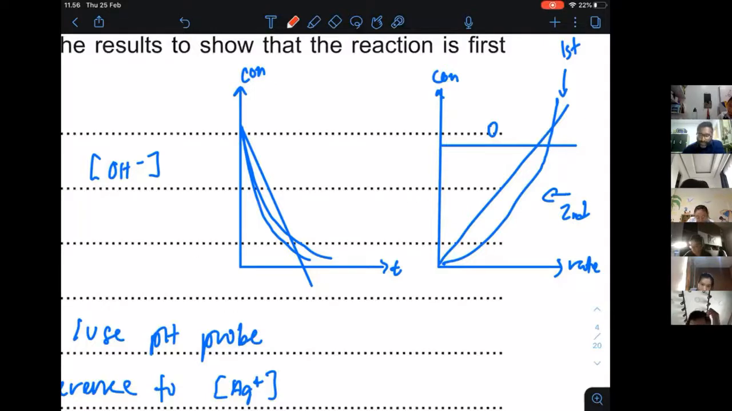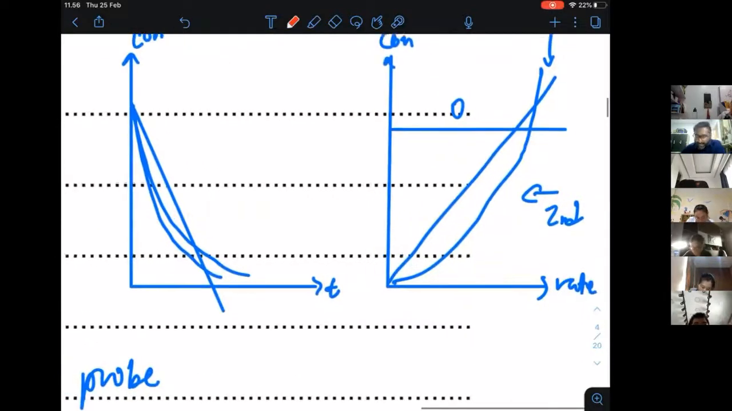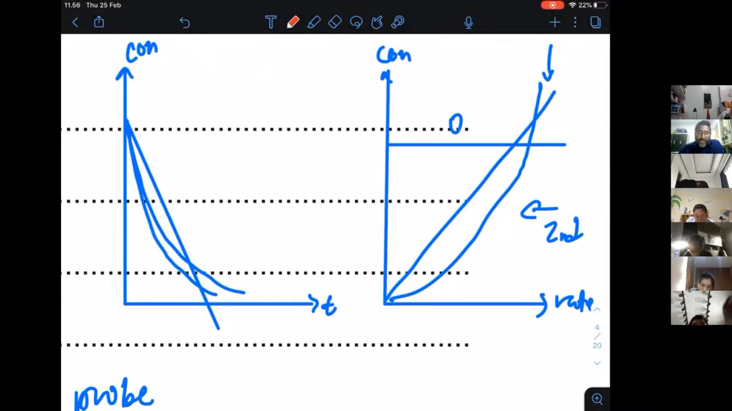Or the best way is to draw the concentration against rate. For zero order, it is going to be a constant, a straight horizontal line. First order is going to be a straight line starting from the origin. And second order is a curve.